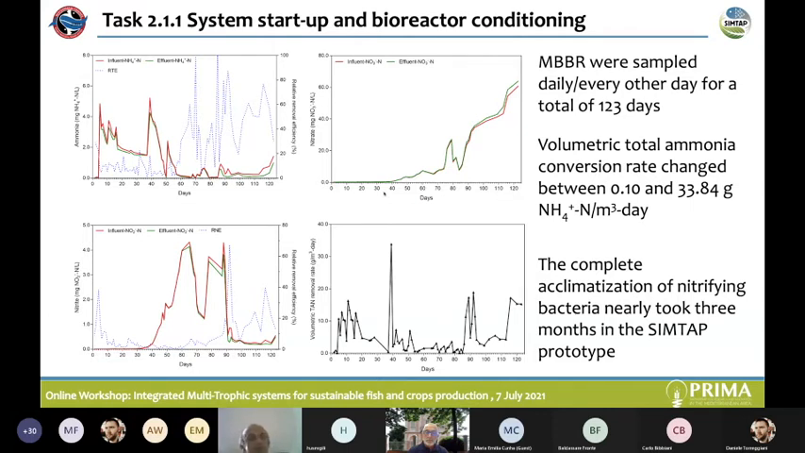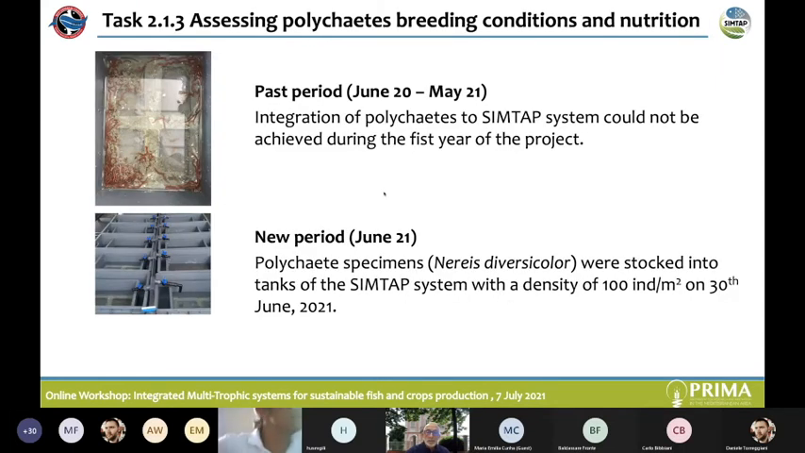So we revealed that in the tested SIMTAP prototype, there were relatively low nitrification rates due to low ammonia concentrations during a short period of system startup with immature biofilms. Another task for us was assessing polychaetes, breeding conditions, and nutrition.